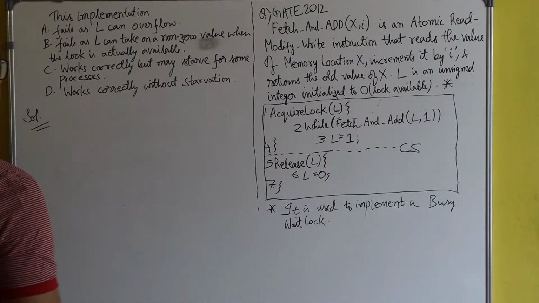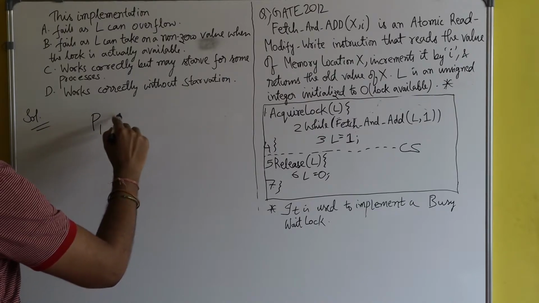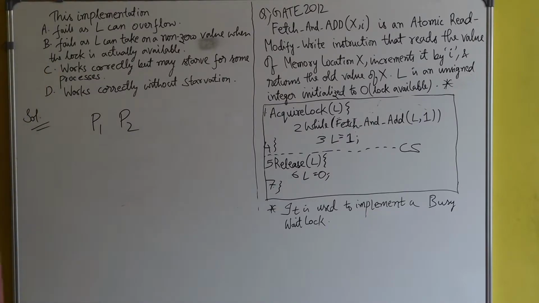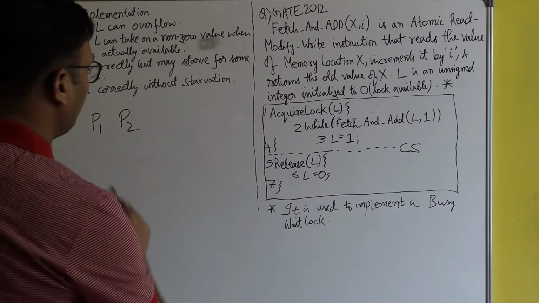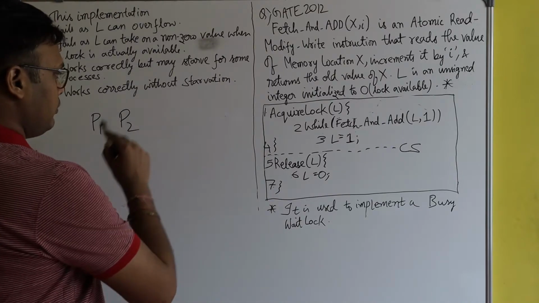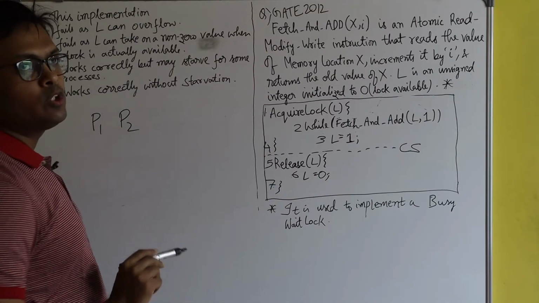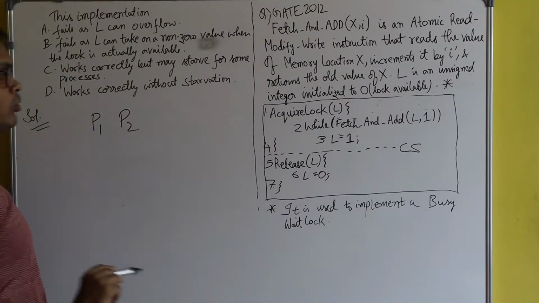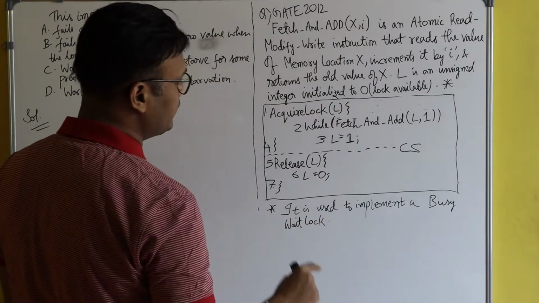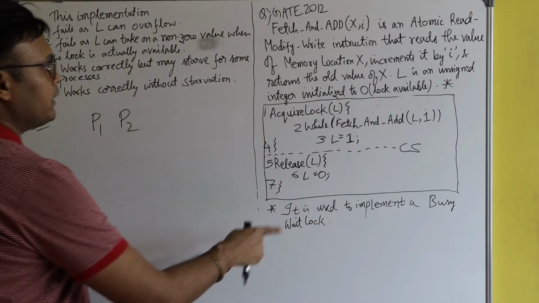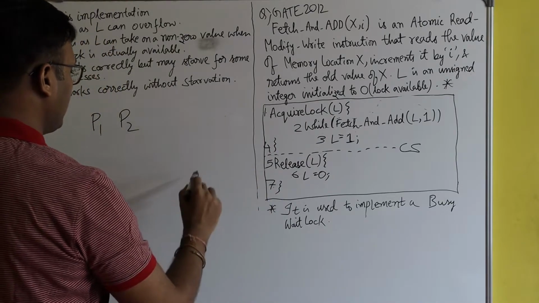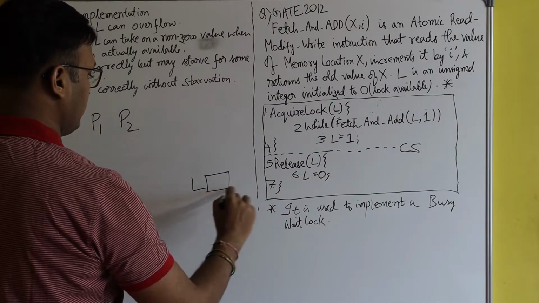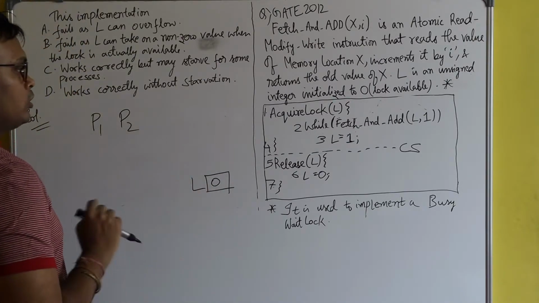Just think there are 2 processes, process P1 and process P2. Suppose both these processes want to get entry inside the critical section. Suppose process P1 has got the CPU, and now process P1 will enter the critical section. The lock is initialized as 0, which means initially the lock value is 0 and the lock is available.